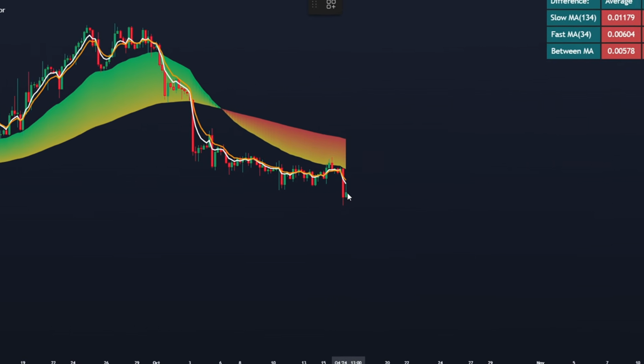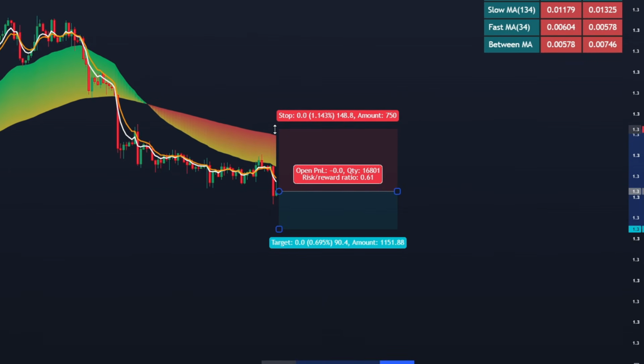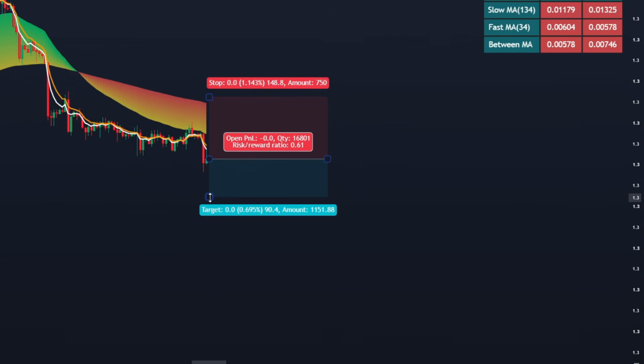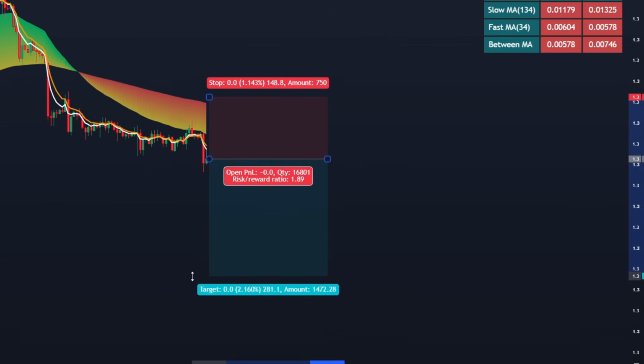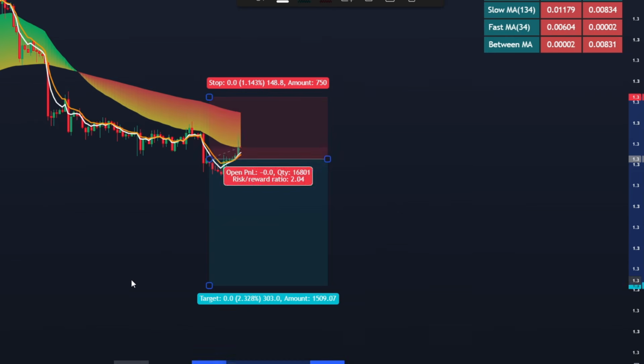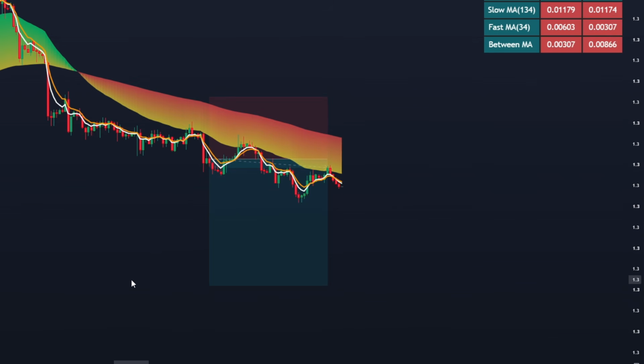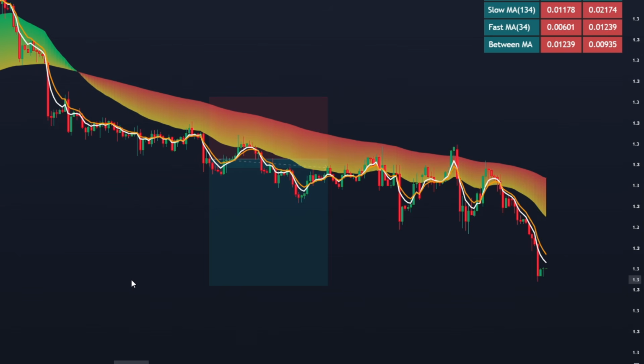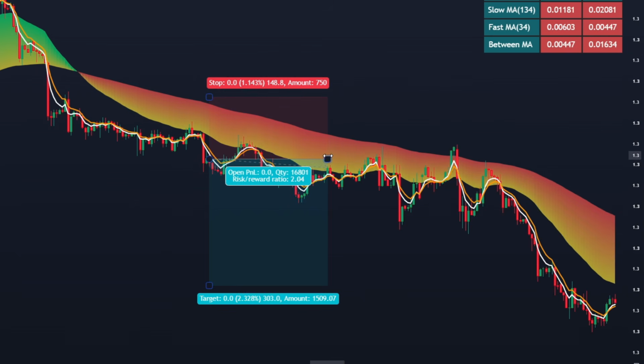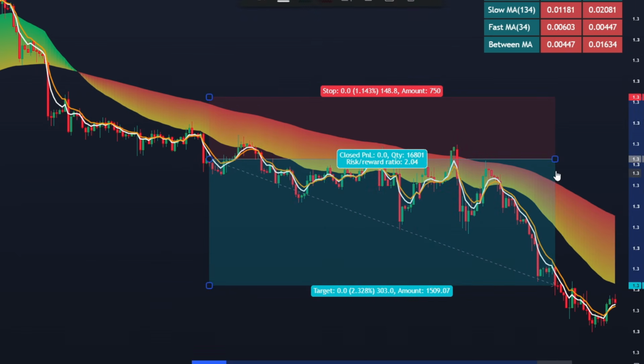So in practice, we could look for a sell trade entry around this area. The stop loss could be placed above the recent pullback structure or above the cloud, depending on how you manage the trade. And for this example, we can use a simple 1 to 2 risk to reward target. Now let's flip everything around and look at the bullish version.